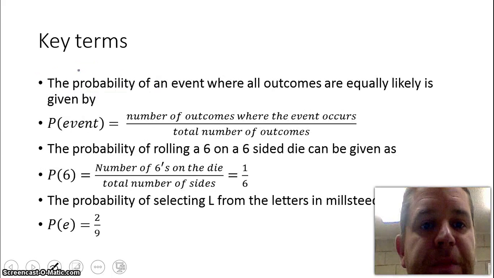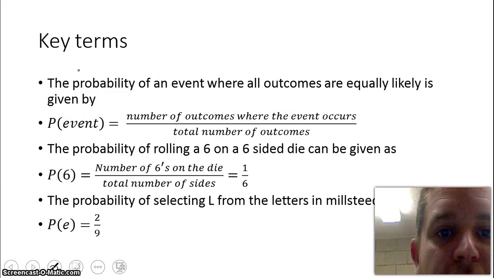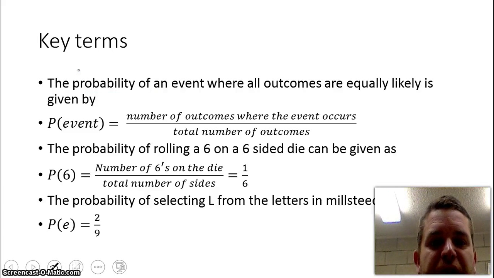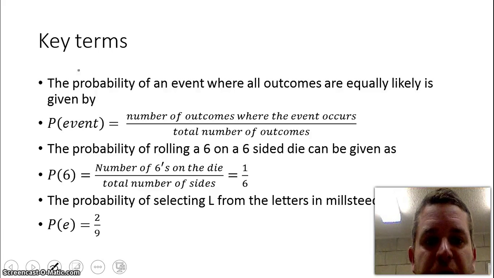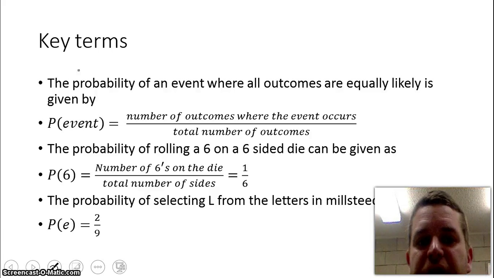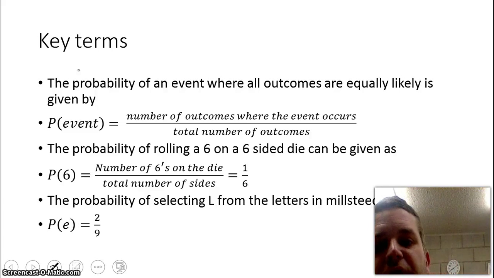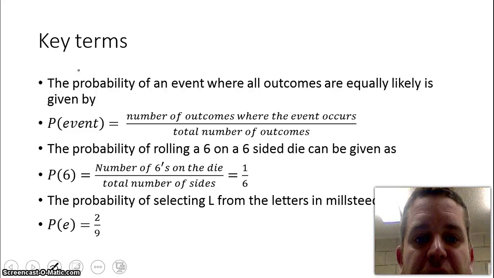Key terms. Probability of an event is where all the things that can happen, and what we're going to do is work out how often one thing happens. So say, for example, rolling a 6, there's 1 six on the dice out of 6 possible events that could happen. We could get 1, 2, 3, 4, 5, 6. There's only 1 six we can get.